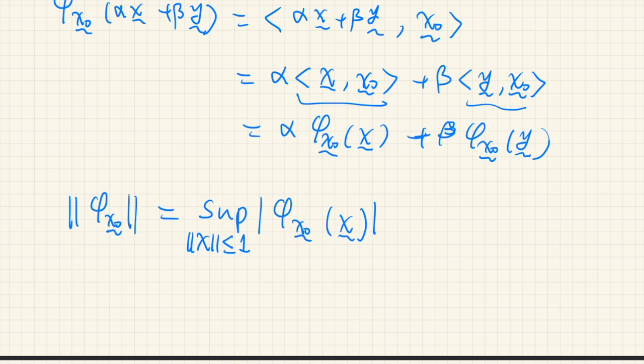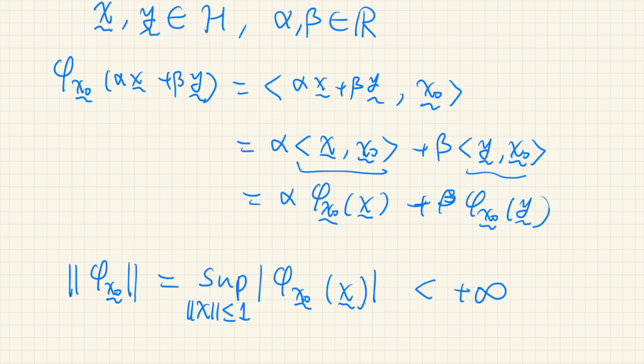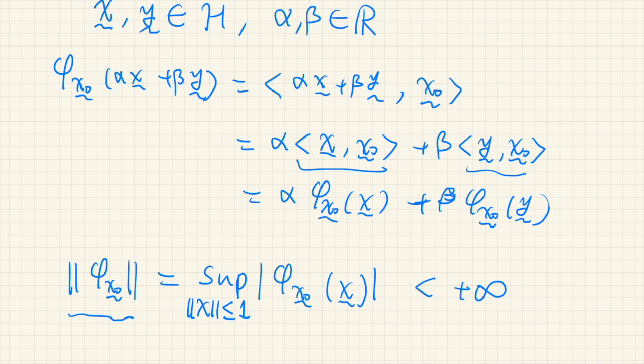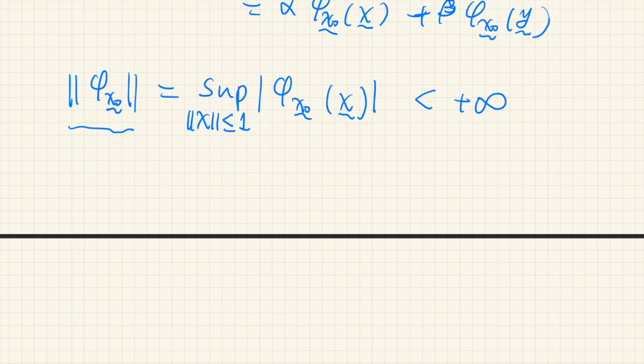Okay, so we want to show that this is bounded. That means it's finite. By the way, we call this quantity a norm because it satisfies all the axioms of the norm. But we don't prove it here. So if you're interested, just try it. So, how can we prove this?